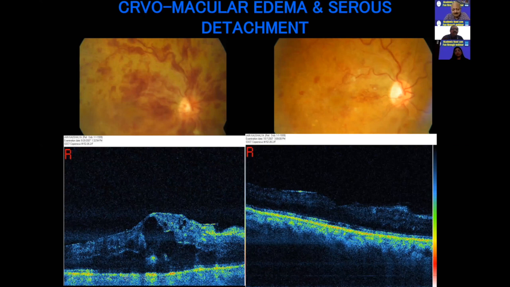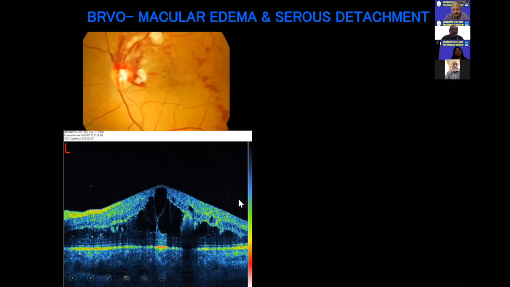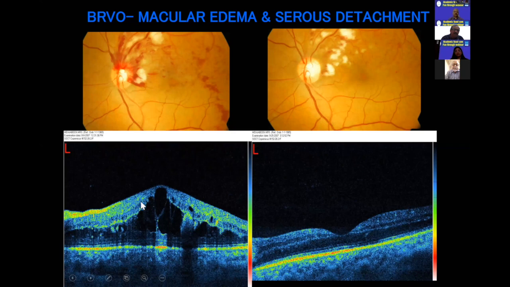This is a patient of branch retinal venous occlusion. This is macular edema, and this is the response after the treatment. If you see this patient, there is hyperreflectivity here. Even after resolution, there is some hyperreflectivity here. This hyperreflectivity, sometimes you see in these patients when there is associated arterial occlusion in the superficial layers of the macula.